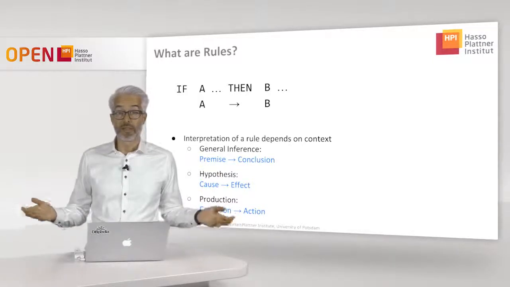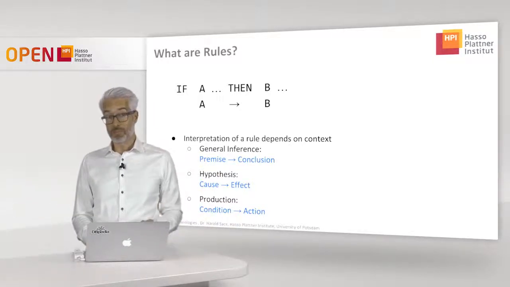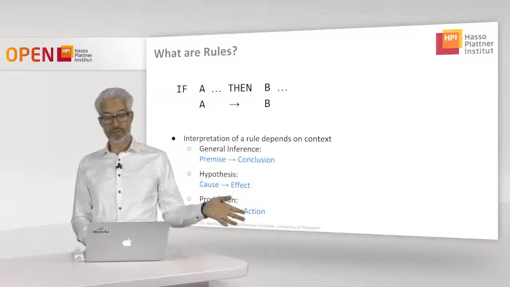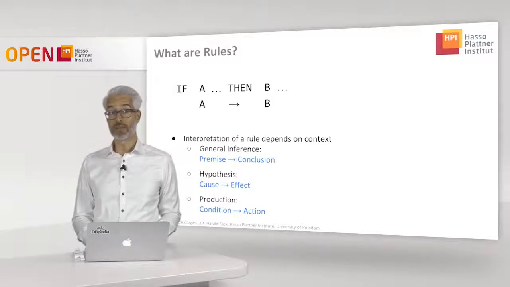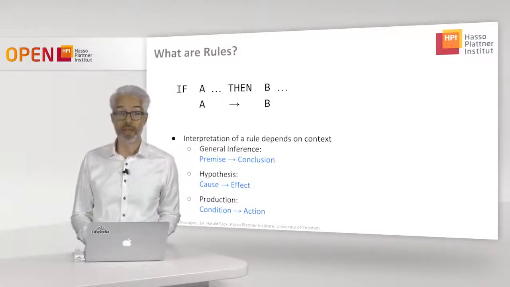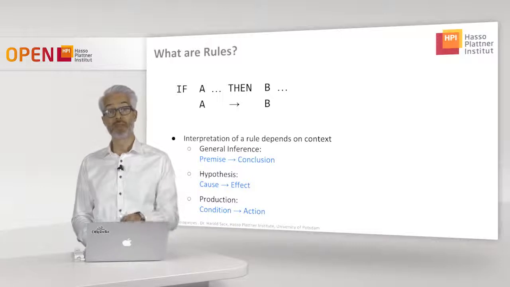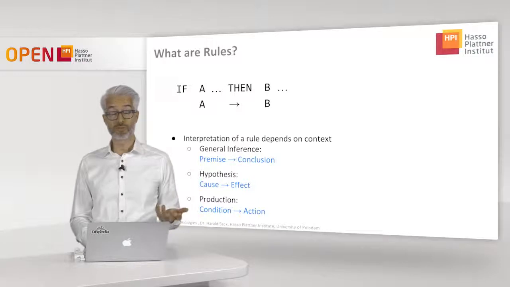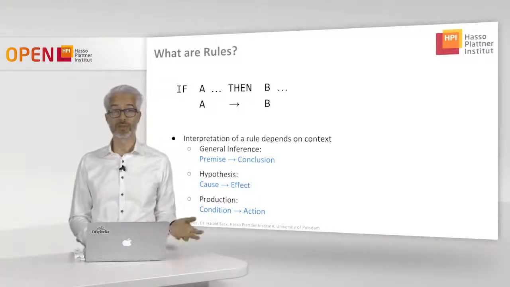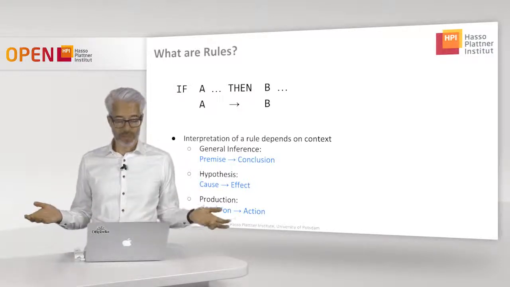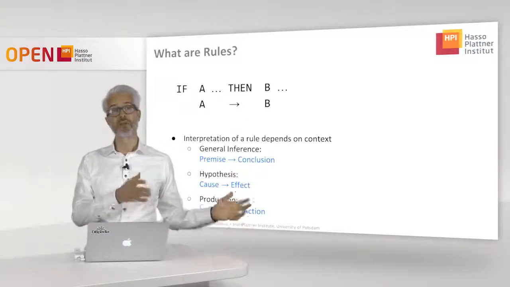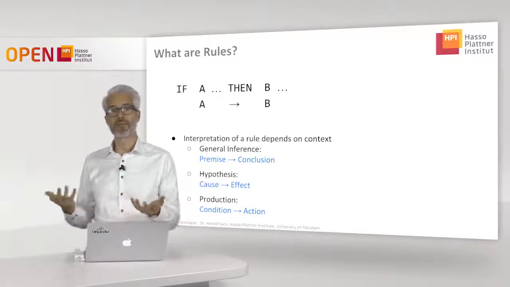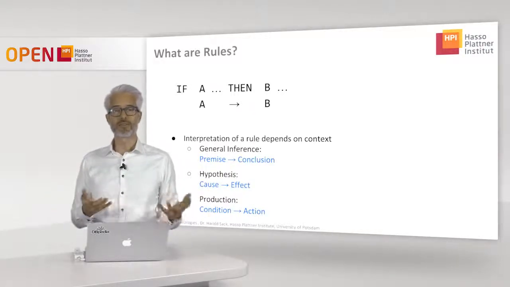What are rules? Everybody of us has seen rules. If you have seen a programming language, of course, then you have seen if A, if a condition holds, then something B will follow. So you can write this as a simple implication in logic. If A, then B. A implies B. The interpretation of that rule, of course, always depends on the context. So, for example, if you consider it as a general inference, then you have some premise, and from this premise there follows, or is implied, a conclusion. You can also see this as a hypothesis.